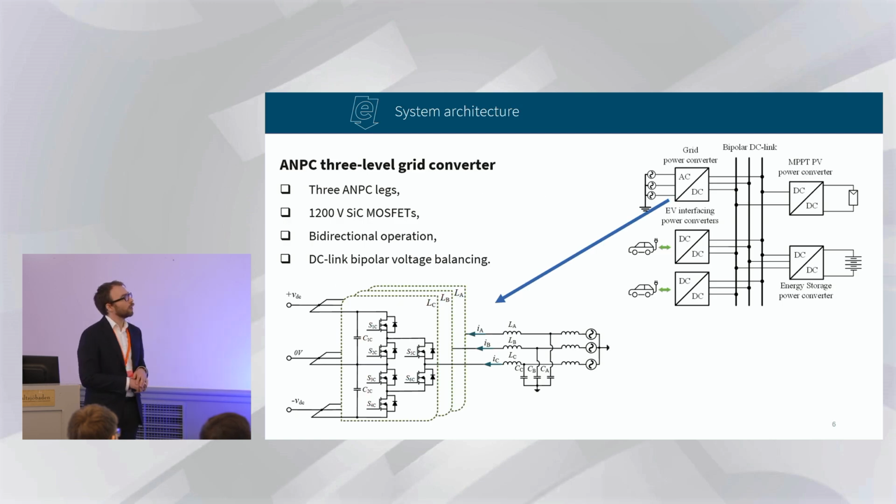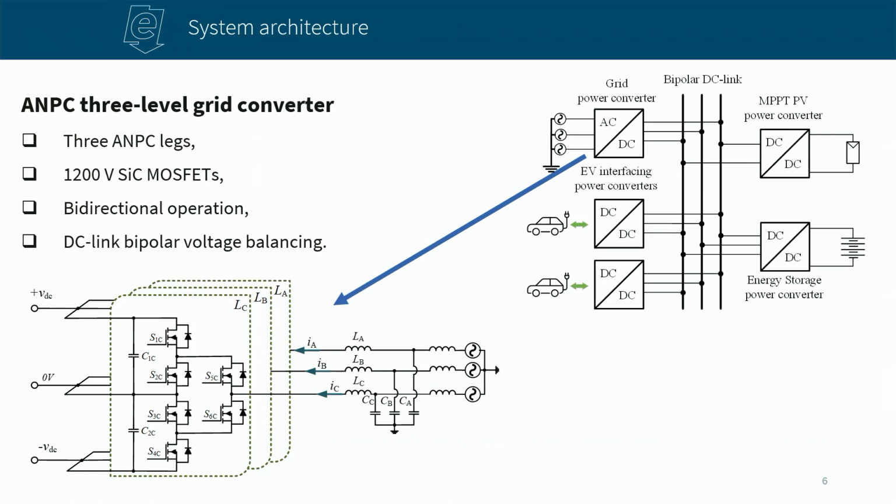So let's now talk in more detail about the converter topologies. For the grid converter, we have an NPC because we need bidirectional operation. We need to have the possibility to balance these voltages. And so we need a 3-level system, and then we can employ 1200 volt silicon carbide MOSFETs.